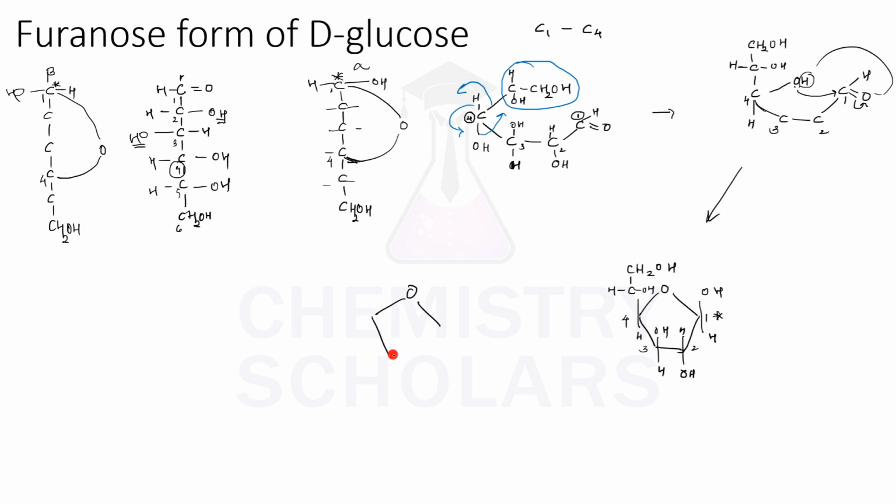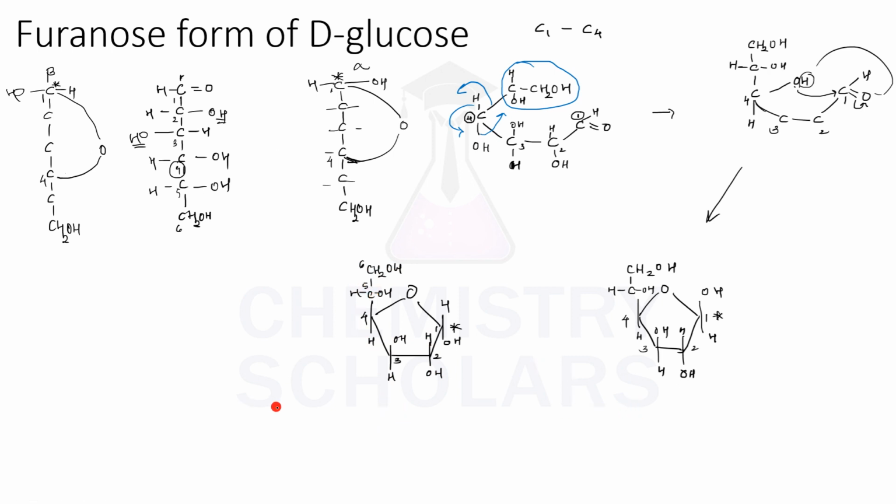Similarly, you can draw the alpha form. I have drawn the beta. So this is 1, 2, 3, 4. Always follow this pattern. We have drawn the beta anomer. We'll draw the alpha anomer. First, always go for the anomeric carbon atom because the rest of the structure is the same. This is OH, H. This is HOH, H, CH2OH. This is your sixth carbon atom. This is your fifth carbon atom. This is your furanose structure.